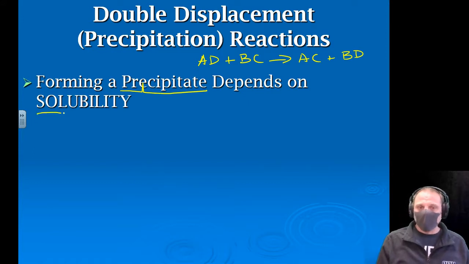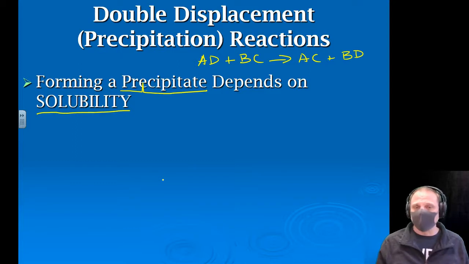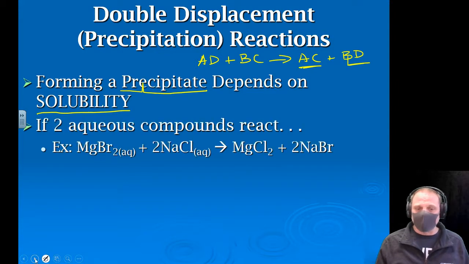And what we're going to do is look at a solubility chart to determine the solubility of our products. We're going to look at our products and say, hey, what's the solubility of these things? And then if we have something that is insoluble, then we're going to say it's a precipitate.